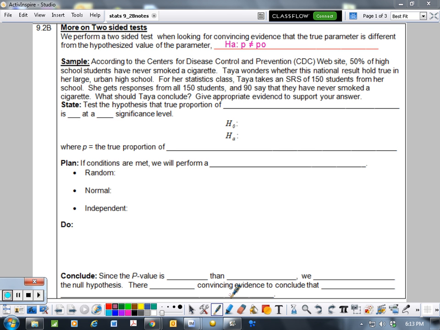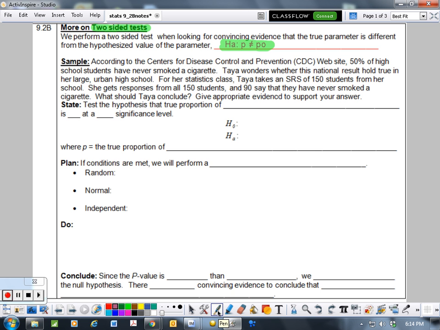Okay, so now we're going to go ahead and talk about some more tests on proportion, significance tests, but now we're going to look specifically at the two-sided test. So if you really don't know if it's going to be greater than or less than, you could say that it's not equal to. And so that's our two-sided test. I just suspect that it's really not equal to that p0, so I'm going to go ahead and test that.